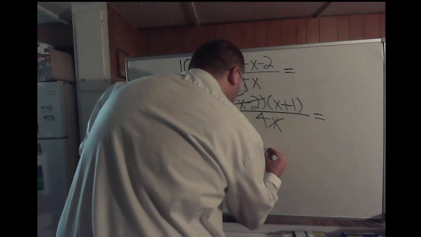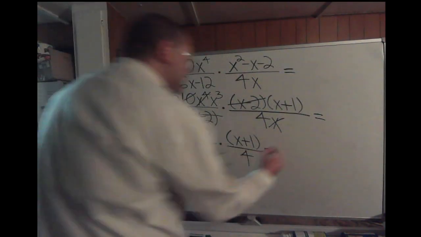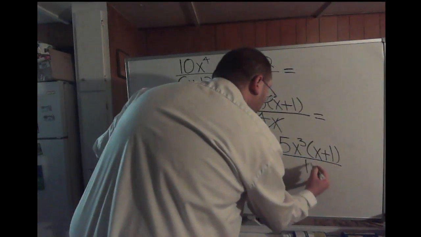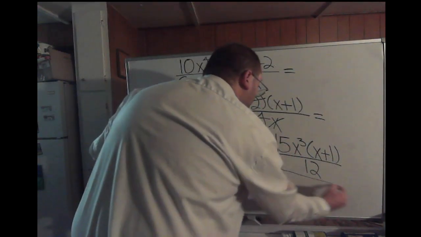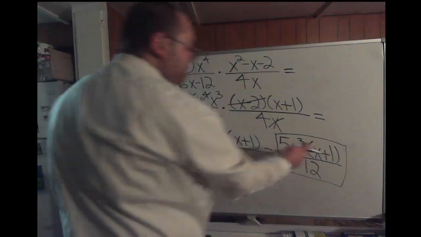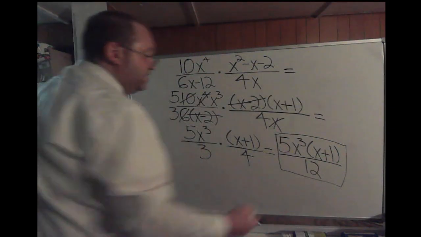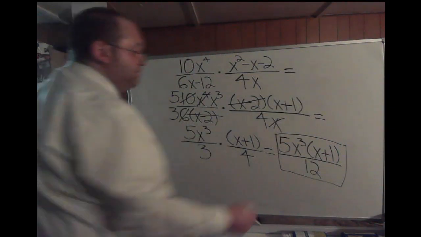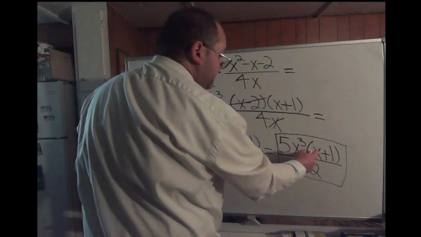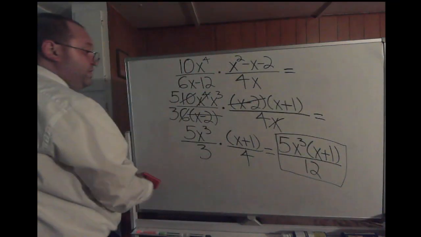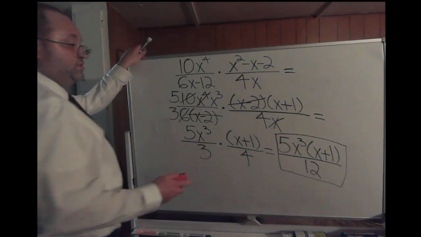So, a couple of ways you can write the answer. You would get 5x to the 3rd times the quantity of x plus 1 all over 3 times 4, which is 12. You know what, we'll leave it like that. We won't distribute. You can distribute this and you would get 5x to the 4th plus 5x to the 3rd all over 12. You can write it that way, but I'm going to leave it as 5x to the 3rd times x plus 1 all over 12. That would be the answer you would get.